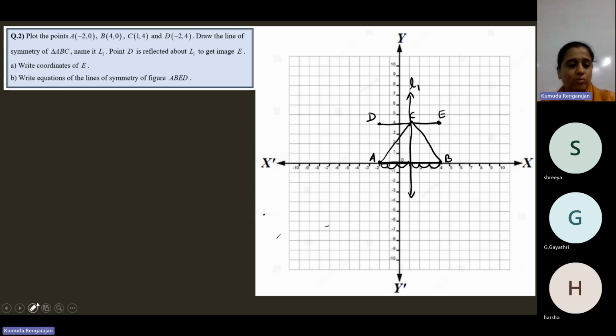Any direction you can go, but don't lift your hand. Once you start, don't lift your hand. See here, I start here, okay? I should not lift my hand.